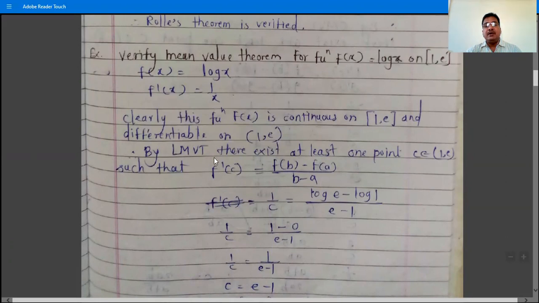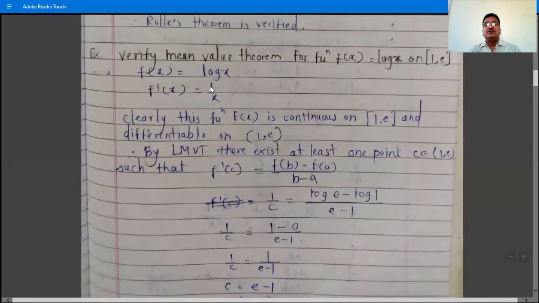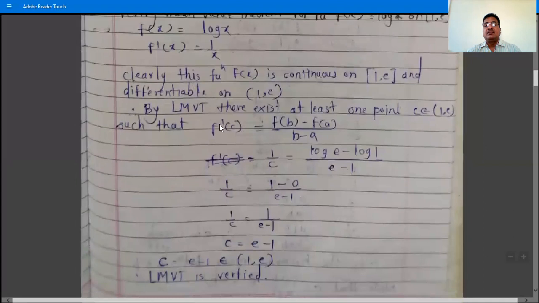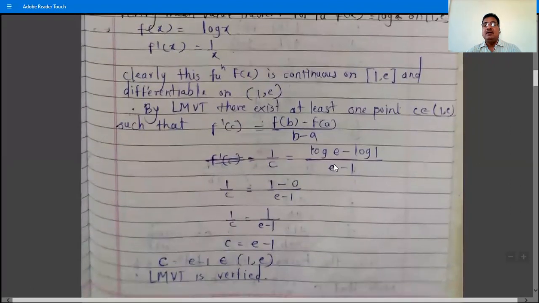Therefore by the mean value theorem there exists at least one point c belonging to the open interval (1, e) such that f dash c is equal to (f(b) - f(a)) divided by (b - a). So solve this equation. f dash x is 1 by x, so f dash c is 1 by c. f(b) is log of b, which is log of e, and f(a) is log of a, which is log of 1, e minus 1.